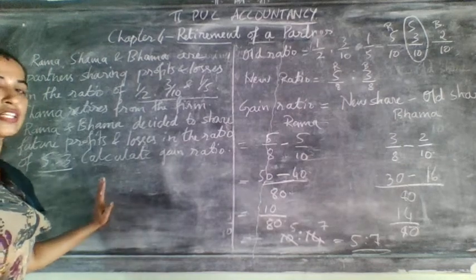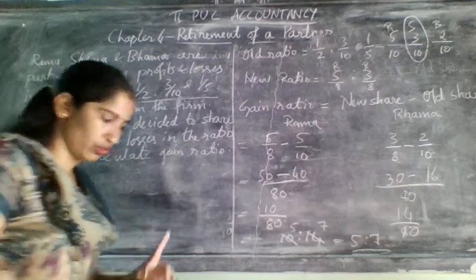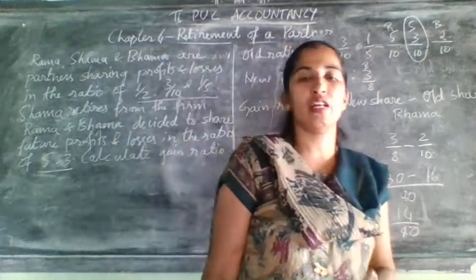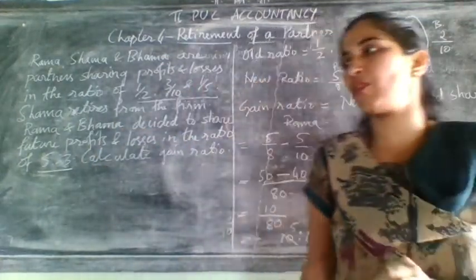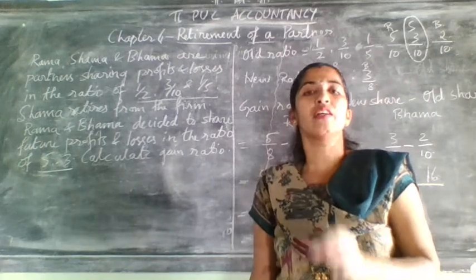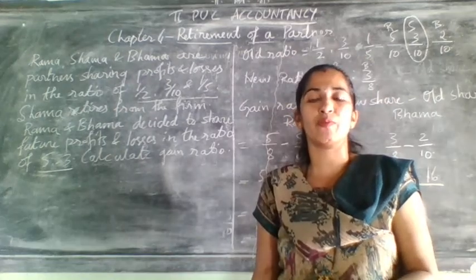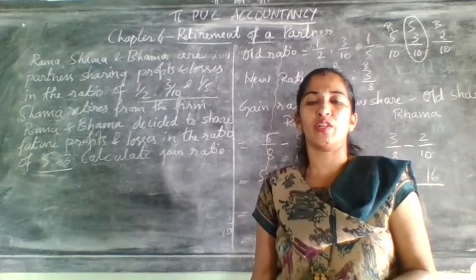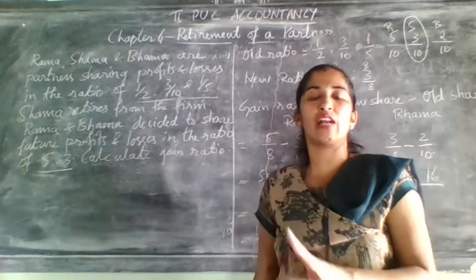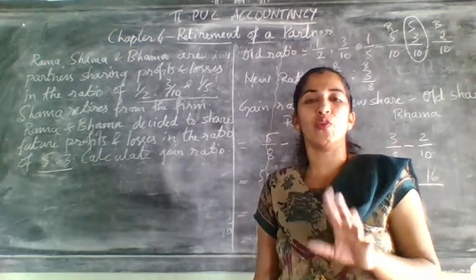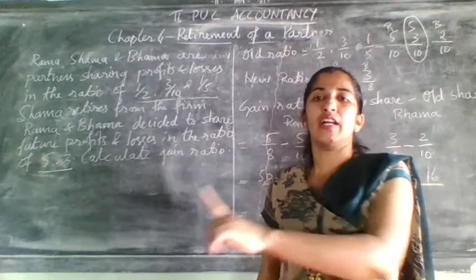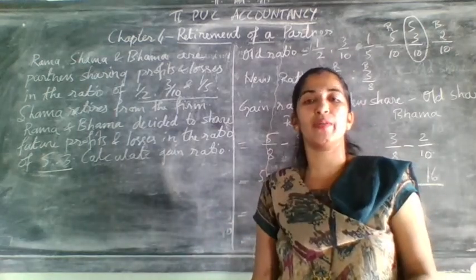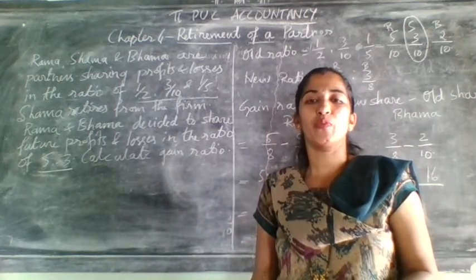So this is related to calculation of gain ratio. For gain ratio, only one method you need to learn. And in the question bank they have given 4 to 5 problems, I think. So complete those 5 problems in your homework book. This is the easiest one, calculation of gain ratio. Complete it in your homework book.